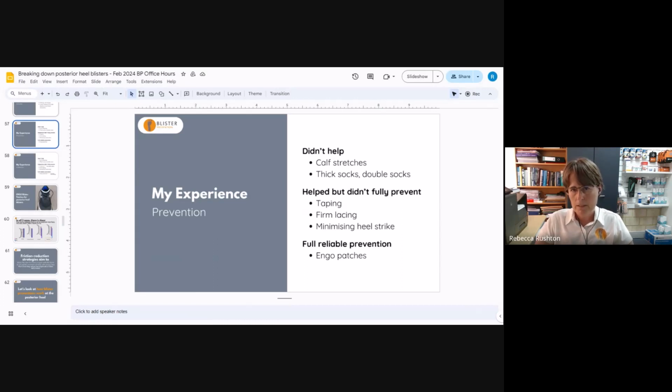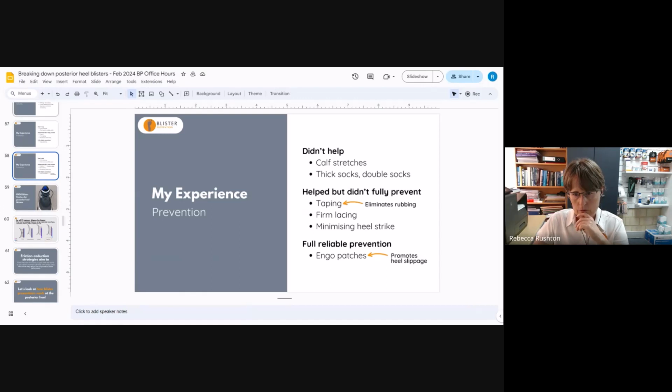Things that did help but didn't help enough. One was taping, which definitely helped. I'd rather have it than not have it, but I would still get blisters under the tape. Firm lacing did help, but not enough to keep me blister free. And minimizing heel strike was something I would do once I had a blister, because heel strike was when it was at its most painful. So I would try to affect a forefoot strike or a flat foot strike, which is kind of hard to do when you're walking for exercise because you can't really get much pace up. And the thing that helped the most was Engo patches.